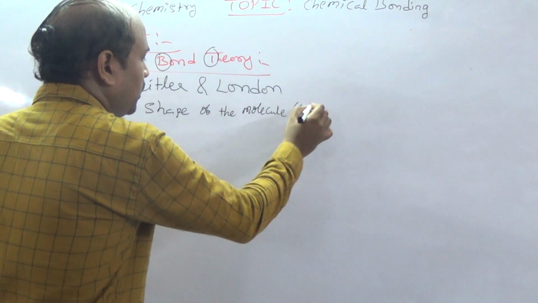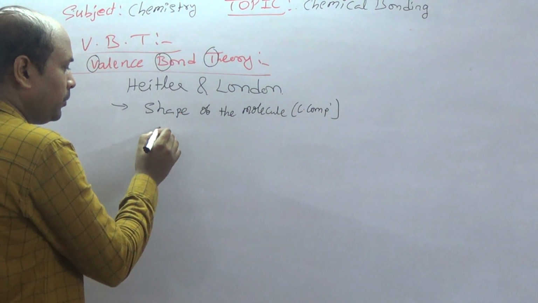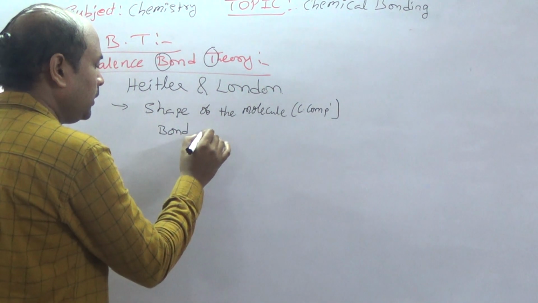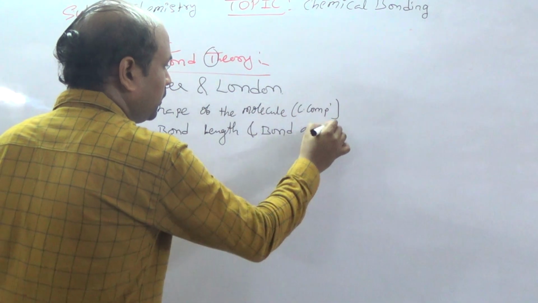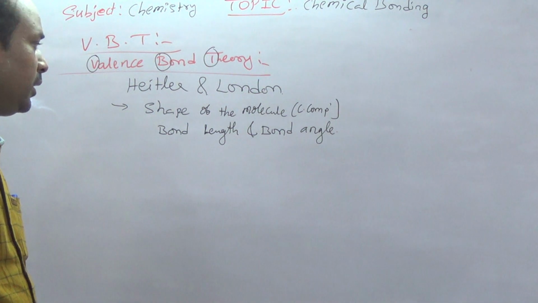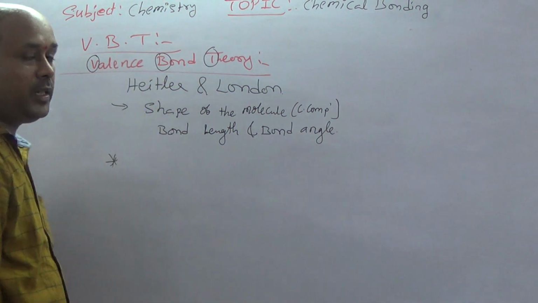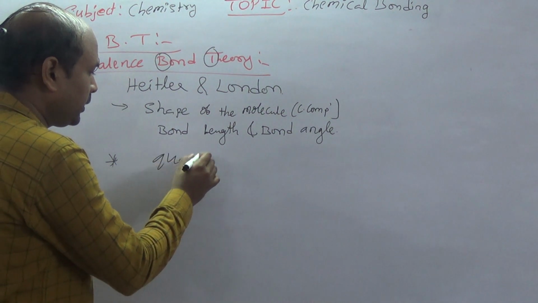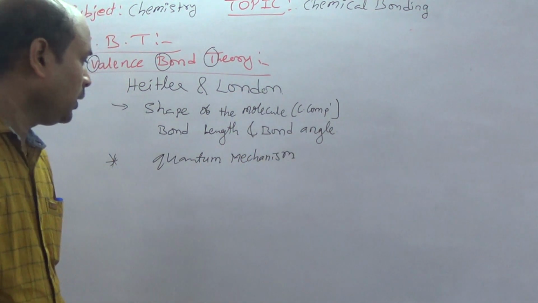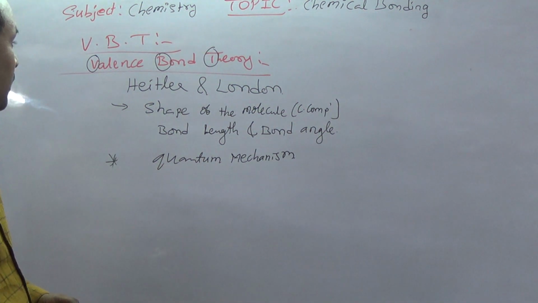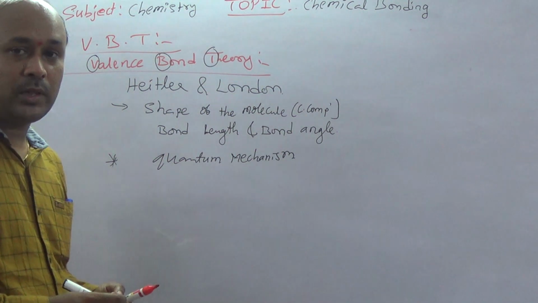that is, of covalent compounds, and their bond length and bond angle. So this explains the shape of the molecule, bond length and bond angle. Especially, this theory is proposed based on quantum mechanics. Based on quantum mechanics, valence bond theory and also molecular orbital theory were proposed. We will discuss molecular orbital theory in the next classes.